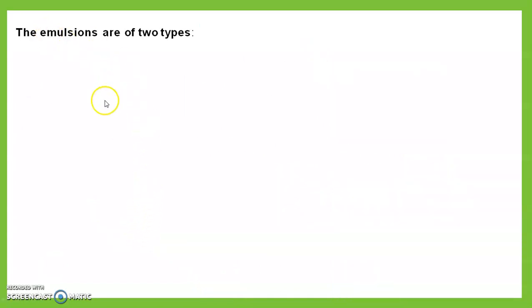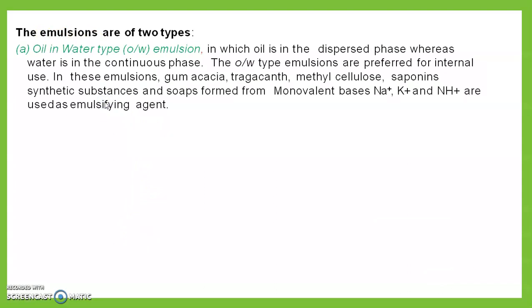Then we see the types of emulsion. There are two types. The first is oil in water type, that is O/W emulsion, in which oil is the dispersed phase, whereas water is the continuous phase. There is one shortcut to easily remember this: O comes first, O means oil, the dispersed phase, and W comes second, the continuous phase. O/W type emulsions are preferred for internal use.